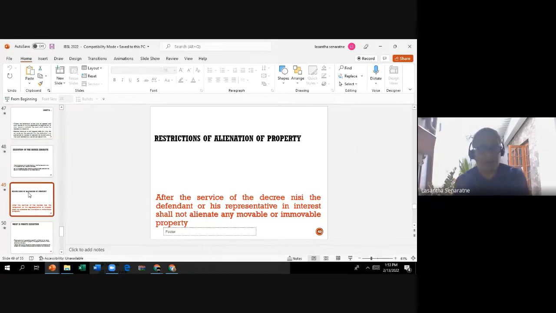Restriction of alienation of property. After the service of the decree nisi, the defendant or his representative in interest shall not alienate any movable or immovable property. So once the decree nisi is served on me, I can't sell or alienate any of my movable or immovable property. Right?